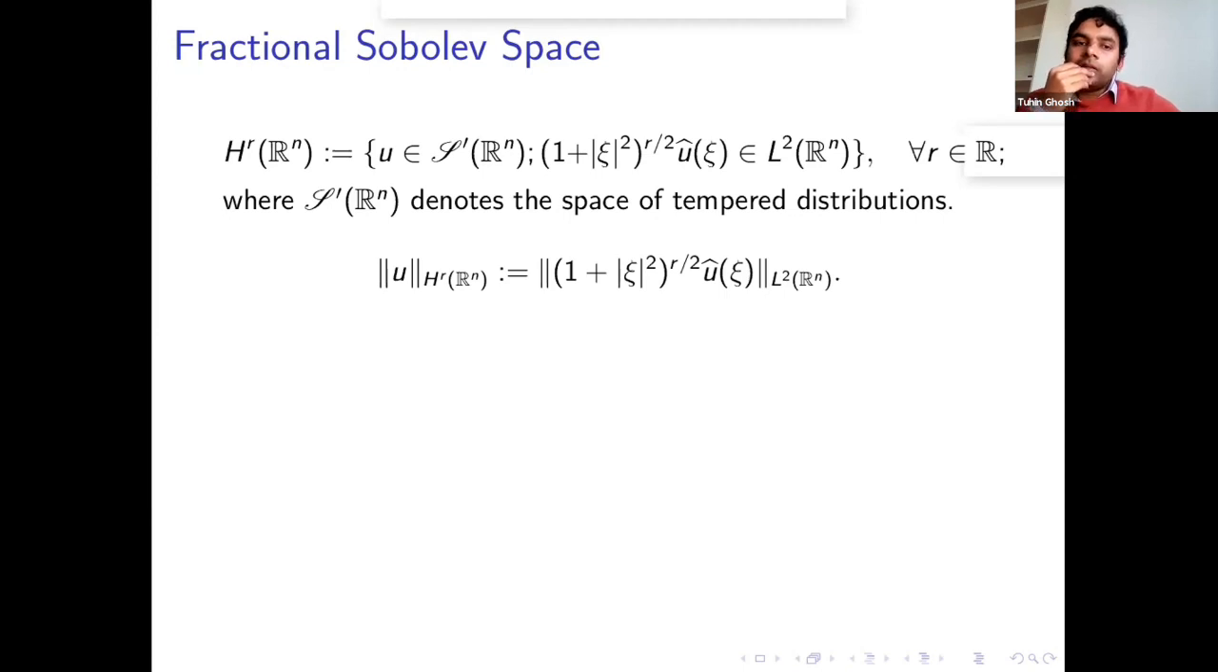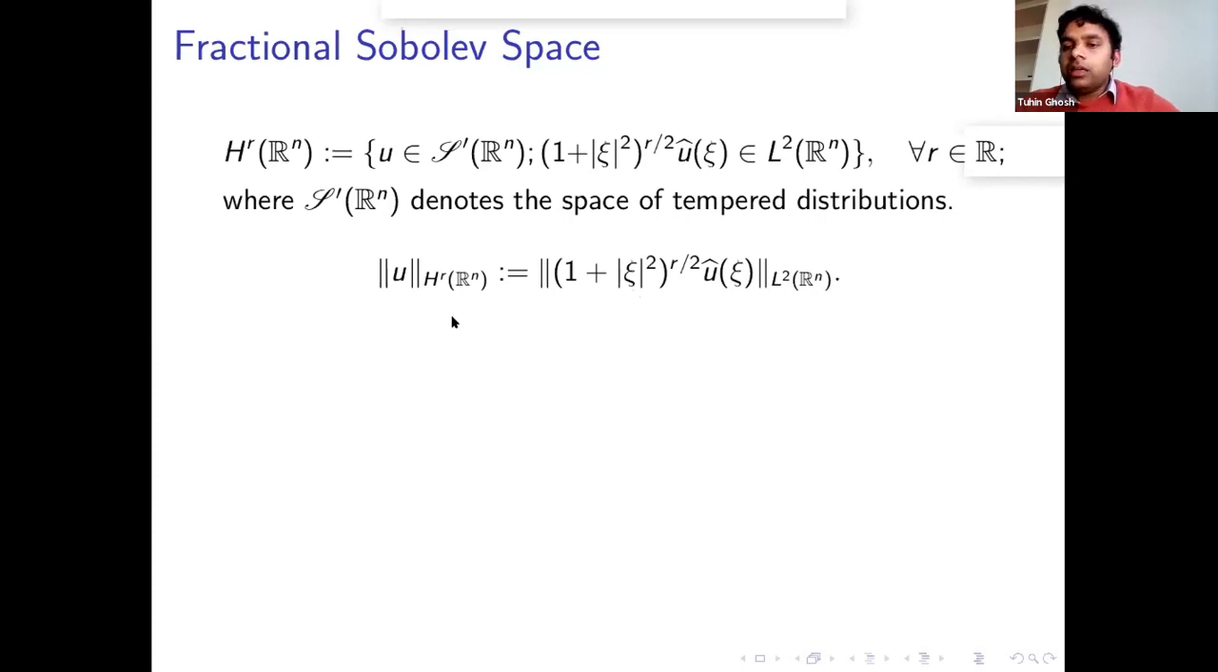H^r of R^n is very simple: you take basically all possible tempered distributions, dual to all of these Schwartz class functions. Then there's a simple way to check, actually checking in the Fourier space, that (1 + |ξ|²)^(r/2) û is in L². If it is in L², then we call that collection H^r of R^n. This is where the index r appears, and you can use this definition for any real number r.